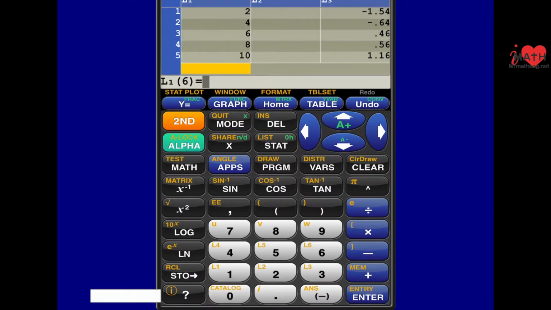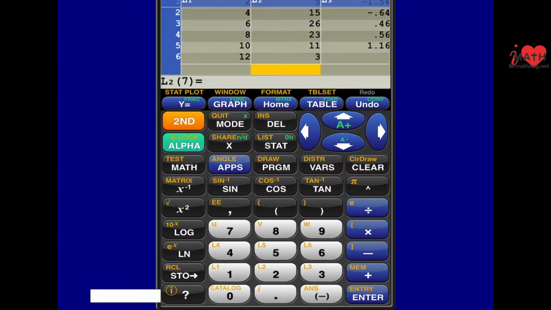And then go up here to my Y list. Oh, missed a number. Five, 15, 26, 23, 11, and 3. Okay. So once I put in those numbers right there, let's go follow the directions that we just wrote.